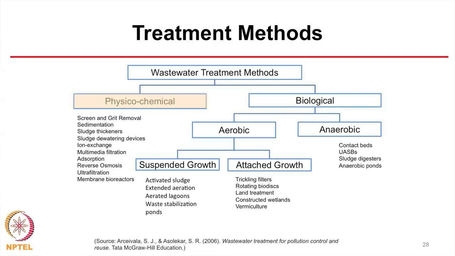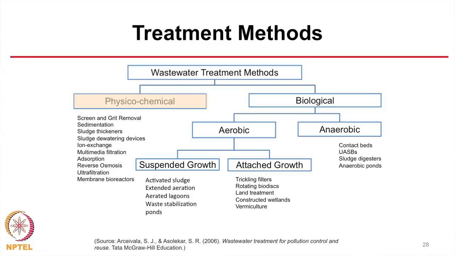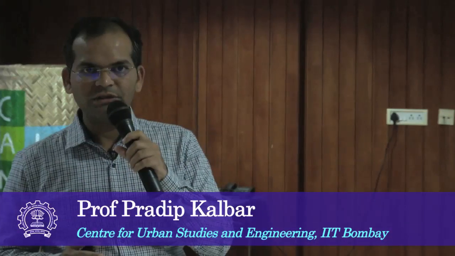And then you have the attached growth, where the bacterial mass is attached to some media, okay. In all the previous technologies, the bacterial mass is in suspension. And then you have the trickling filters, rotating biodisc, land treatment, constructed wetlands, and vermiculture. These are the attached growth processes. So any questions here? This is the basic classification you should remember for any wastewater treatment. Okay.